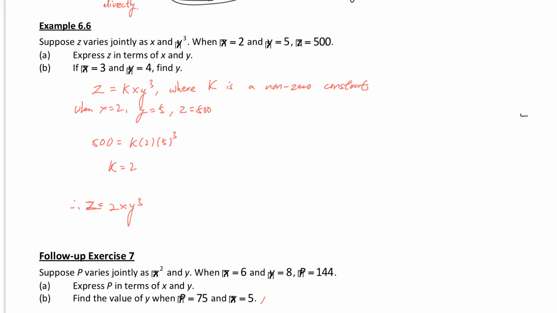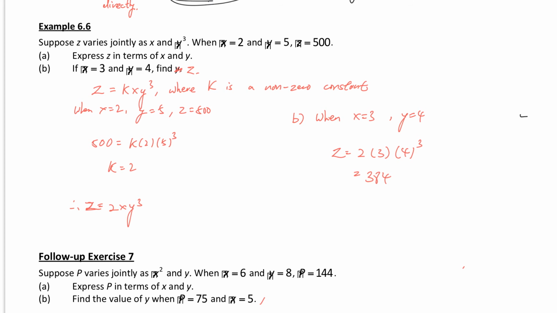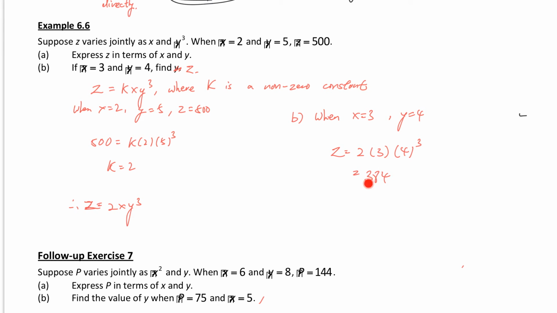Part B. x is equal to 3, y is equal to 4. I want to find the value of z. So z is equal to 384. And you may do the problem in exercise 7 and check your answer. Pause the video and check your answer later.